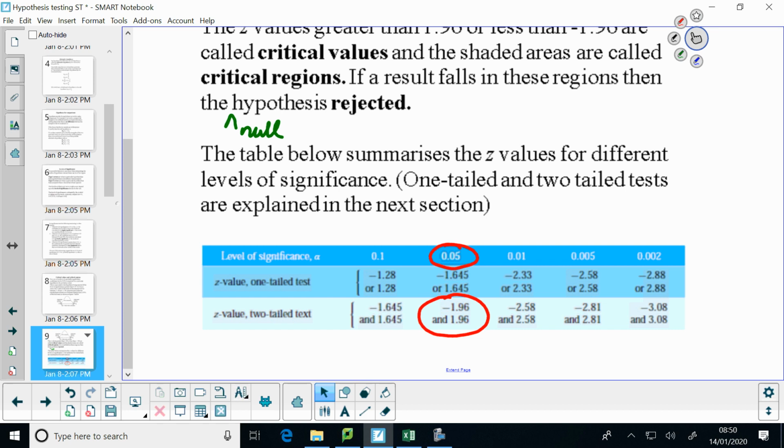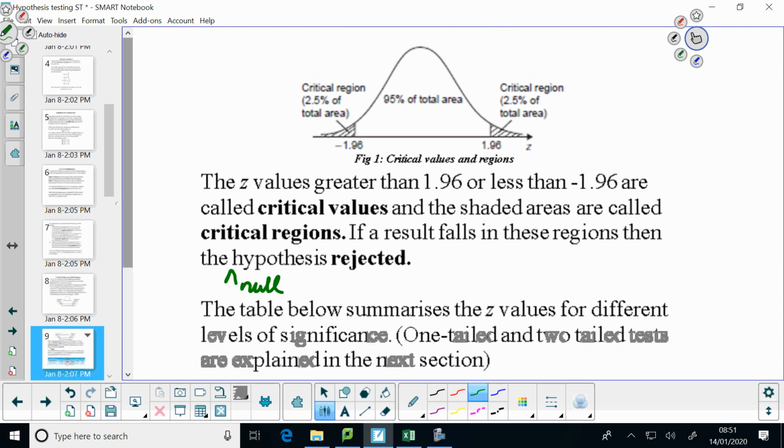All right? So if we went with 0.01 level of significance, you can see that those values would go much further. It'd be minus 2.58 and plus 2.58. These regions would be much smaller that you needed to prove or to accept the alternative hypothesis. Yeah, because you're looking for a more extreme level of significance.